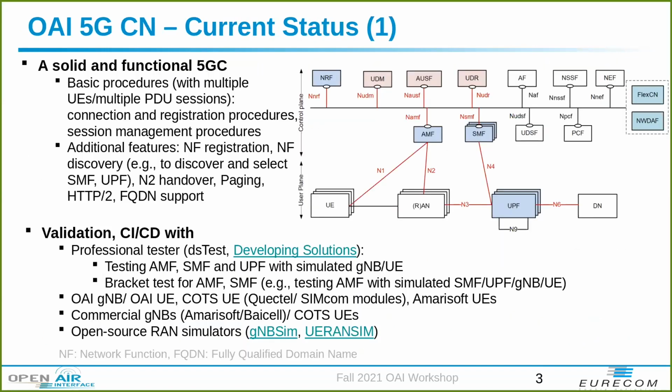Before going to the lab, let me remind you of the current status of our 5G core network. Currently, we have a solid and functional 5G core network with basic functionality which is validated with different methods. For example, with a professional tester, with OAI gNodeB, with different commercial and open source gNodeBs as well. And of course, with different UEs, including OAI UE, some COTS UE and simulated UE.